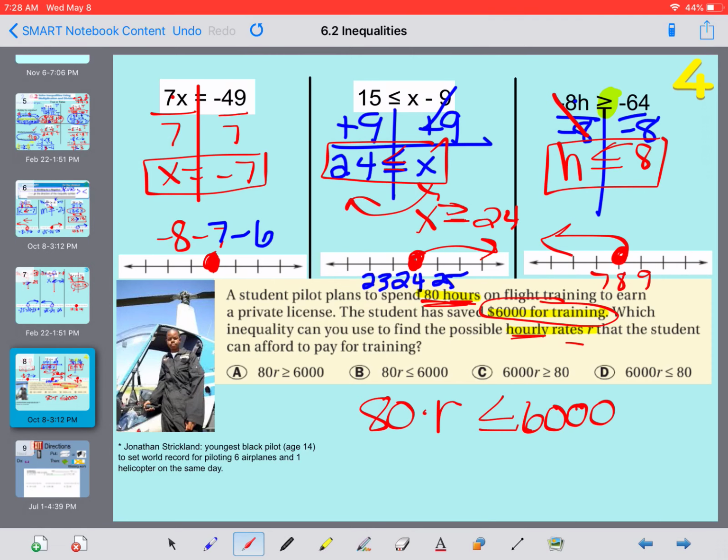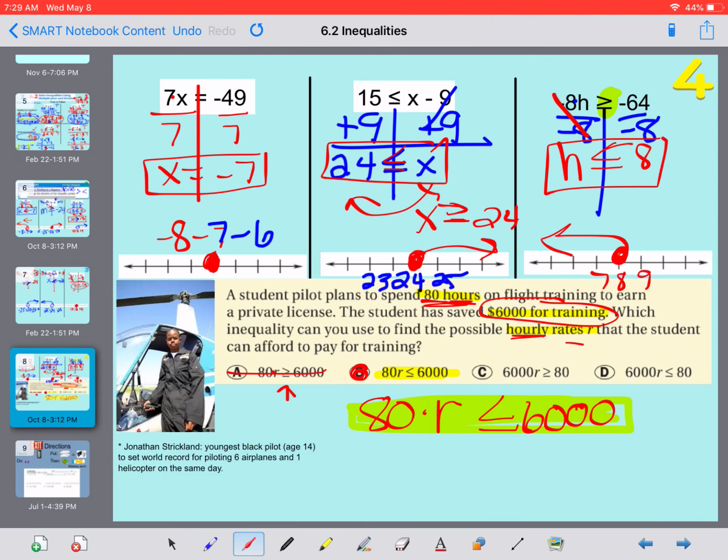Which, if you just look at that equation that we just wrote right here, we don't need to flip it around or anything. It matches this one right here. So our answer is going to be B. If we look at the other options, they say 80 times the rate would be greater than or equal to $6,000. We don't want to spend greater than $6,000. We don't have that kind of money.